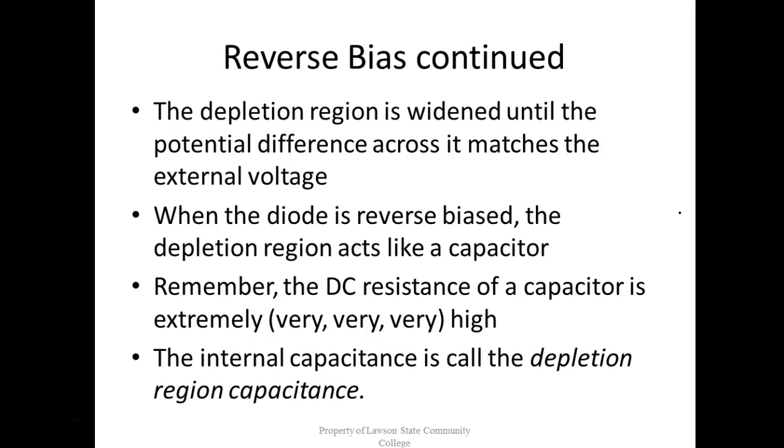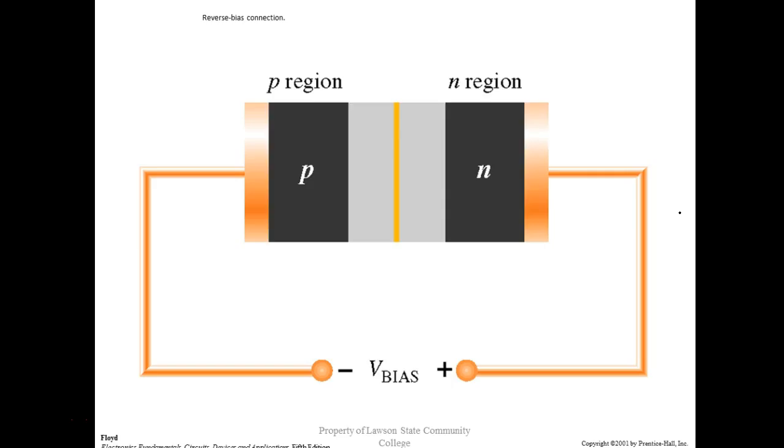So this is showing reverse bias. The depletion region widens until the potential across it matches the external voltage. When the diode is reverse biased, the depletion region acts like basically a small capacitor. Remember that the DC resistance of a capacitor is extremely high. The internal capacitance is called the depletion region capacitance. We don't really need to know that in this class. But this is what's happened.